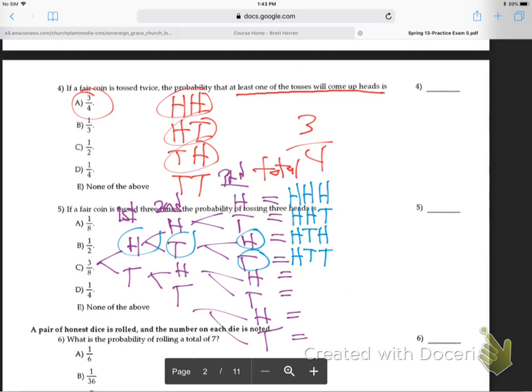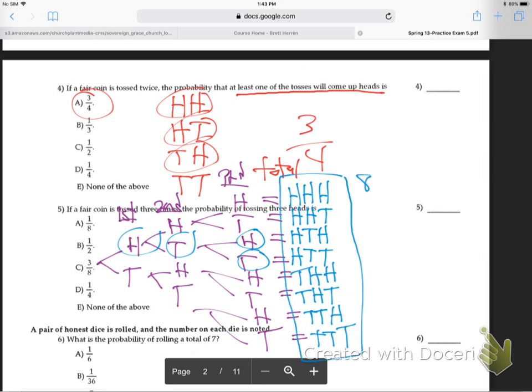Head, head, tail. Right? Are we good with that? I'm just following it on out. So tail, head, tail, head, tail. Tail, head, tail. There we go. There it is. 8 possible results when you flip a coin 3 times.